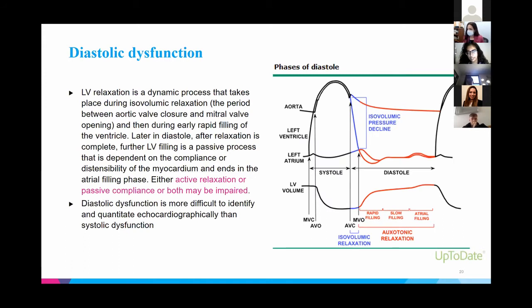So just to go over diastolic dysfunction a little bit. So LV relaxation is a dynamic process. So it takes place during isovolumic relaxation, which is the period between the aortic valve closing and the mitral valve opening, and then during early rapid filling of the ventricle. And then later in diastole, after relaxation is complete, the LV is further filled in a passive process that depends on the compliance of the myocardium and ends in the atrial filling phase. So either active relaxation or passive compliance or both can be impaired in diastolic dysfunction.